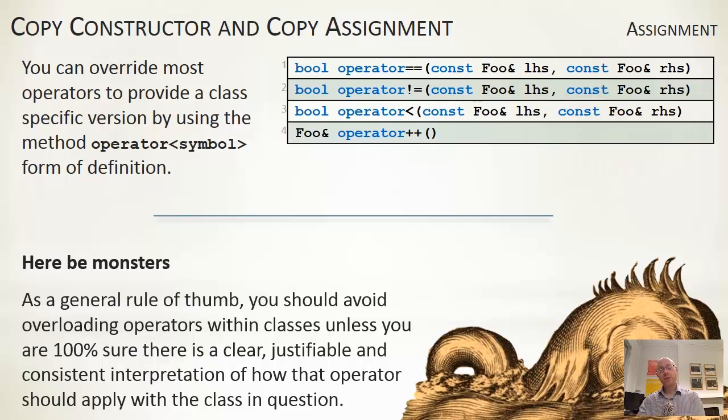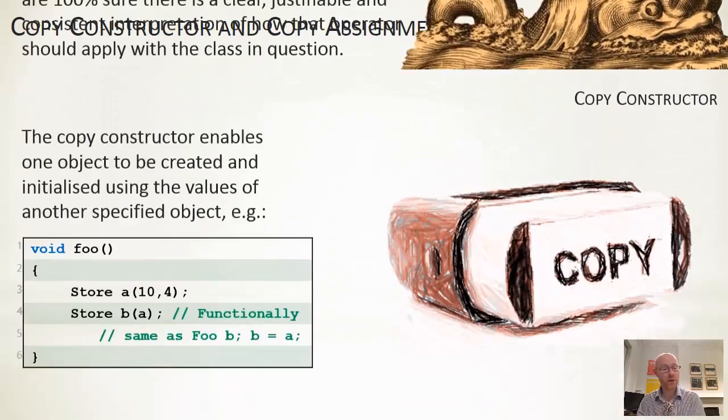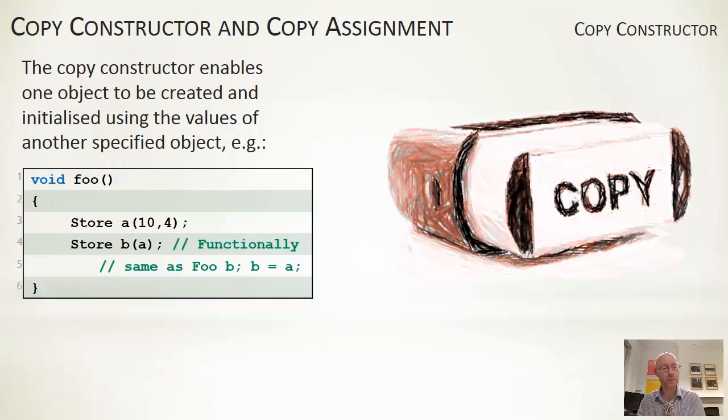So that was copy assignment. Let's just look at the default copy constructor, and to a certain extent this is just another form of parameterized constructor. You can see an example down here in line 4. Now look at line 3. Line 3 is a parameterized constructor where we're creating an instance of store called A. We're passing in the values of 10 and 4.